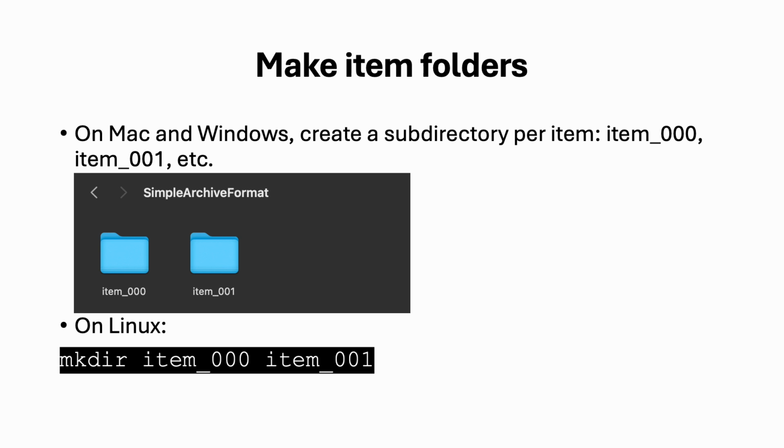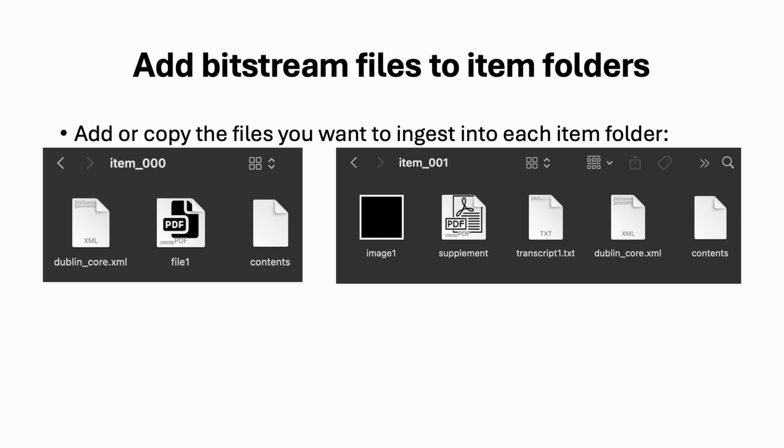Once in the root directory, make your item folders. The naming convention for item folders is item underscore, leading zeros, followed by a sequential number. Each item you are uploading requires a numbered subdirectory in the root folder. Add your Bitstreams to their respective subdirectories. Here are two examples of a single file item and a multi-file item.